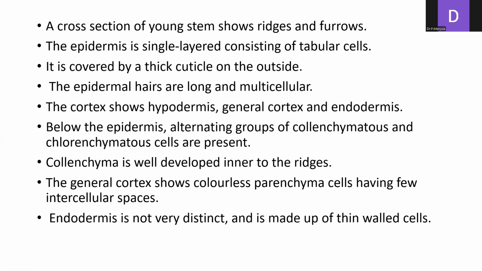As we already discussed, a section of the young stem shows ridges and furrows. In the ridges, it is made up of collenchyma. The hypodermis is collenchymatous at the ridges and chlorenchymatous in the furrows. The general cortex is colorless, made up of parenchyma cells with intercellular spaces. The endodermis is not very distinct and is made up of thin-walled cells.